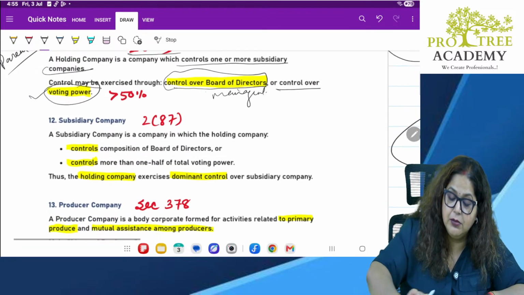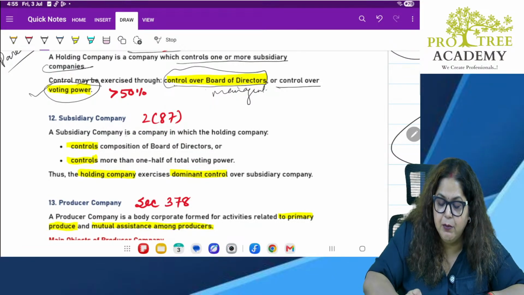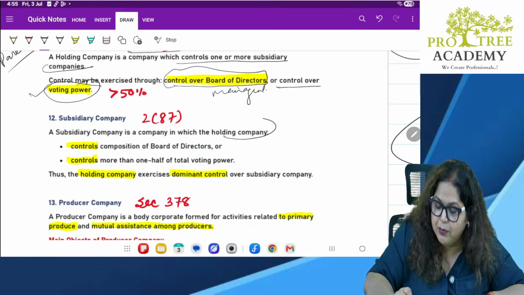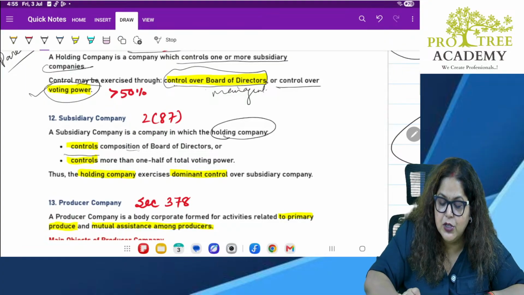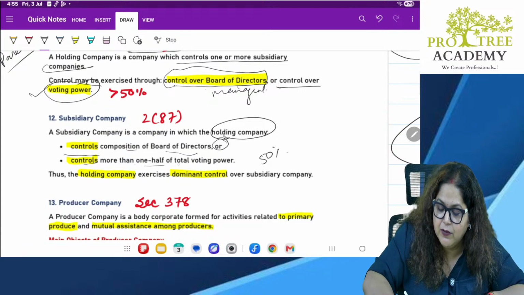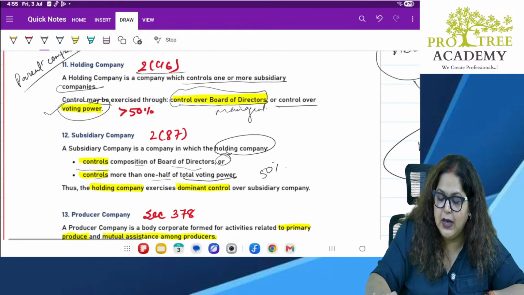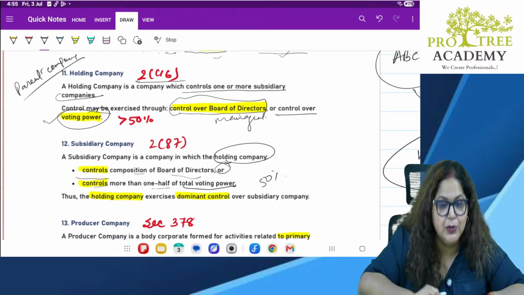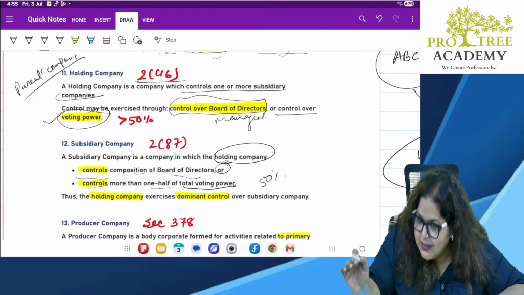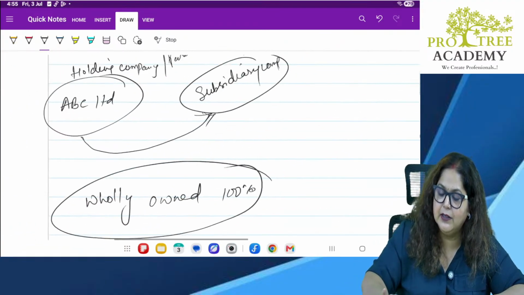Okay. Now, what is a subsidiary company? Section 2 subsection 87. A subsidiary company is a company in which the holding company controls the composition of the board of directors or controls more than one half, meaning more than 50%, of the voting power. Thus the holding company exercises dominant control over the subsidiary. Now, are you getting it? We are talking about which companies? Holding company and subsidiary company. So you are learning together here in this chart.